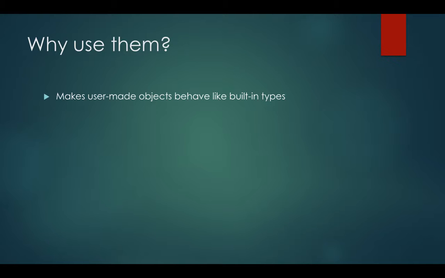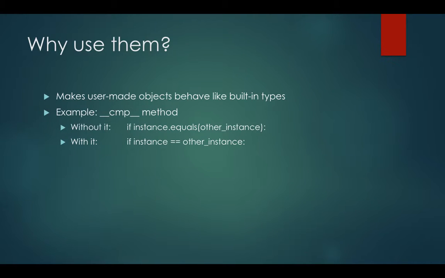But if you try using that same operator on a class that you, the user, has made, it won't work. You have to make some kind of other method that checks that for you and call that method. However, with magic methods, using special operators is entirely possible on any object you might make. Here's a great example, the CMP method. Now CMP, as you might imagine, stands for compare.